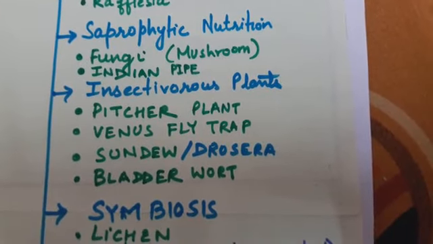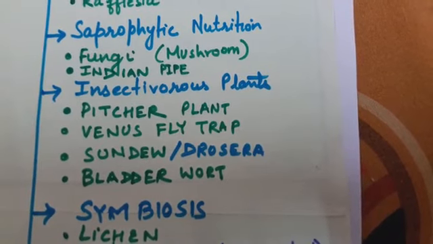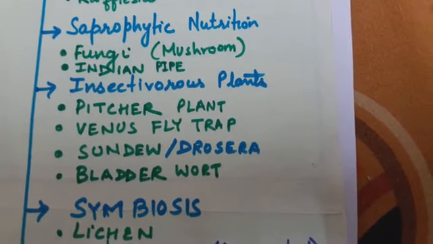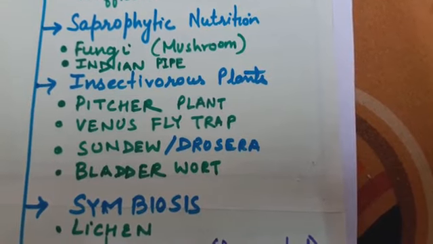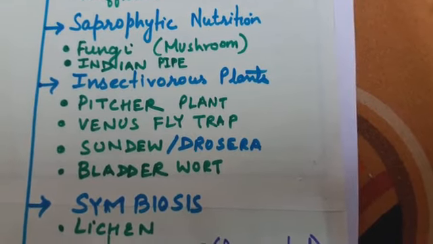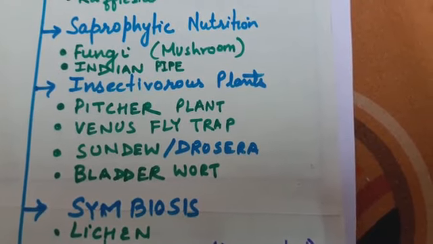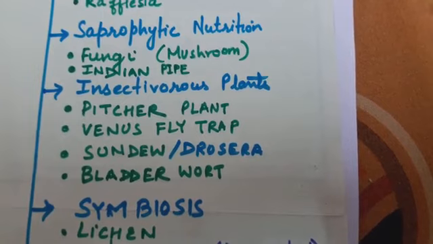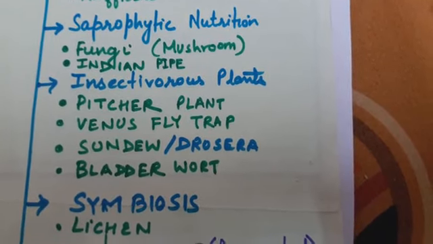Next one is saprophytic nutrition. Saprophytic nutrition is also a type of heterotrophic nutrition in which organism derives food from the dead decaying organic matter. Dead decaying means rotten, galasada. So organism cannot make their own food. They derive means to get. They get the nutrition from the dead decaying organic matter.